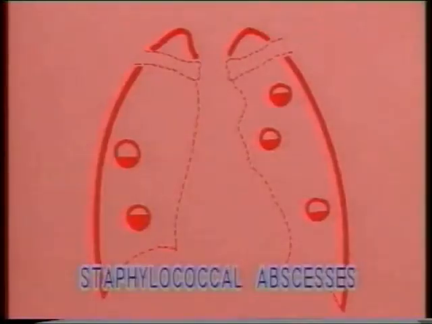Now this diagram shows multiple small abscesses in the lungs. Multiple abscesses 1 to 3 centimeters in size with fluid levels is a characteristic feature of staphylococcal pneumonias.